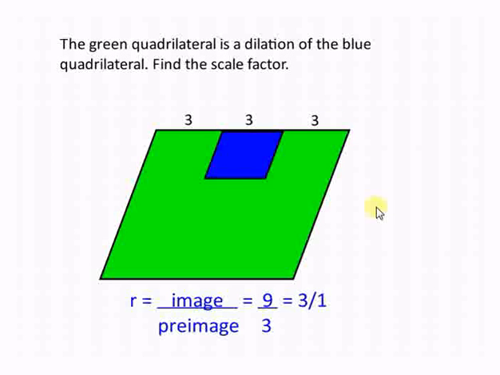In this situation, the green is a dilation of the blue, so we start small and end up with the large one, and therefore this is obviously an enlargement. So I'm going to pick the larger side, and the parallelogram, this top side is apparently 3 times 3, or 9 long, and then the blue is 3. We compare those two, so the scale factor is 3 to 1.